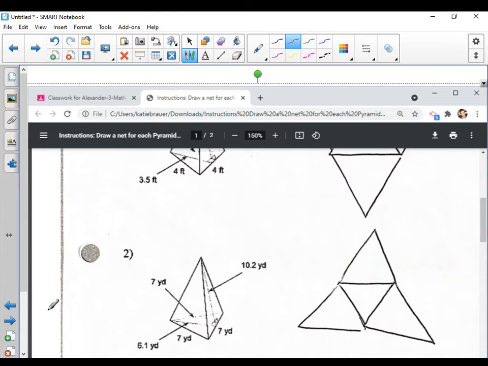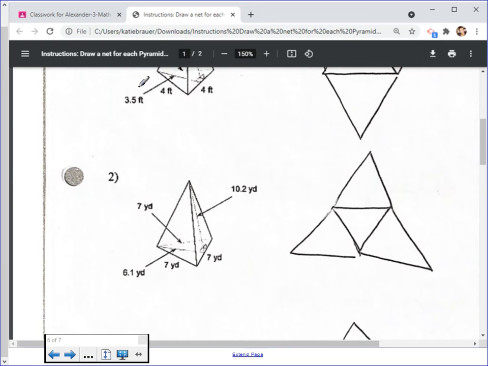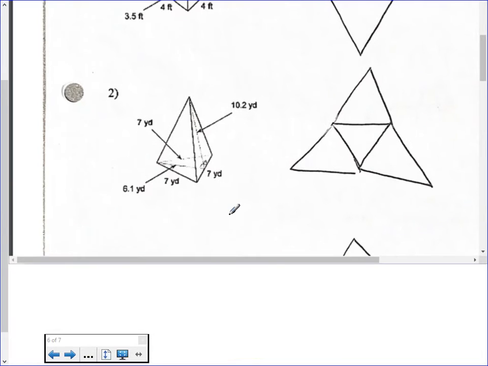Next one, same shape. These are all going to be the same shape. You just have to pay really close attention to the bottom shape because that is what changes a little bit. So I'm only looking at this bottom triangle first. Usually that one's different than the rest. It has a base of 7, so I know that it's going to have a base of 7 right here. And then this height tells you how tall that bottom triangle is, which is 6.1.